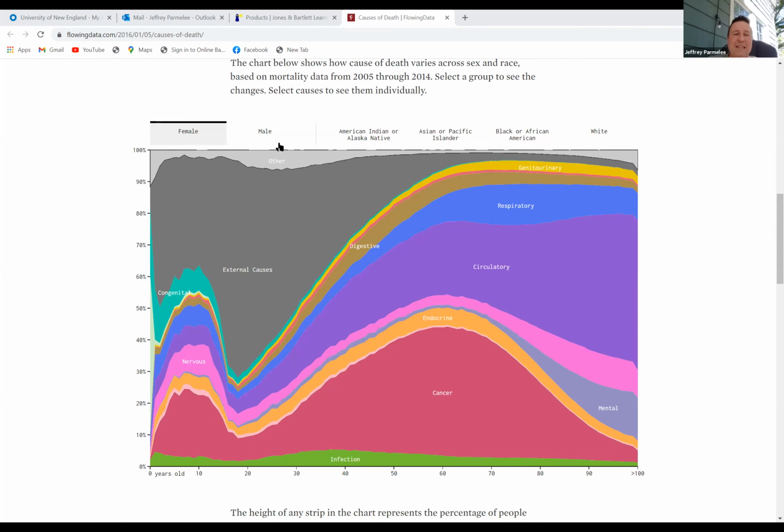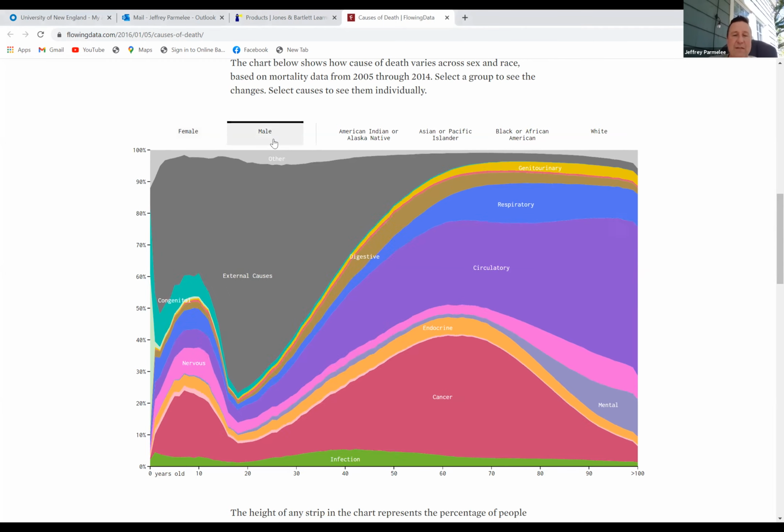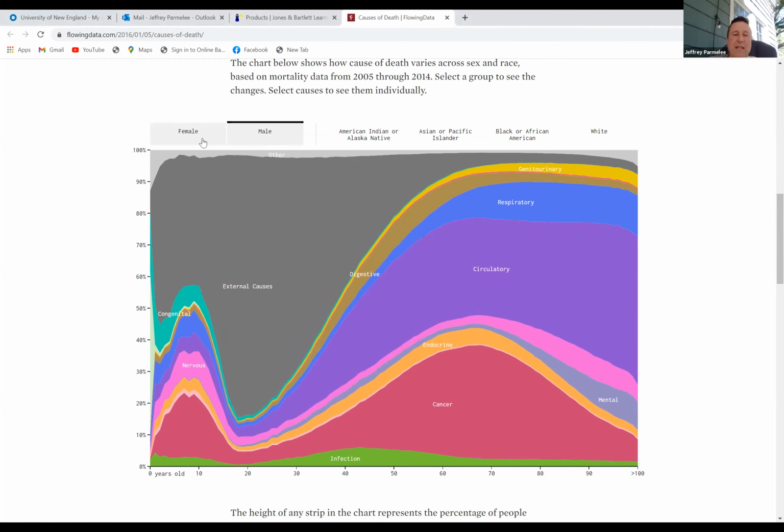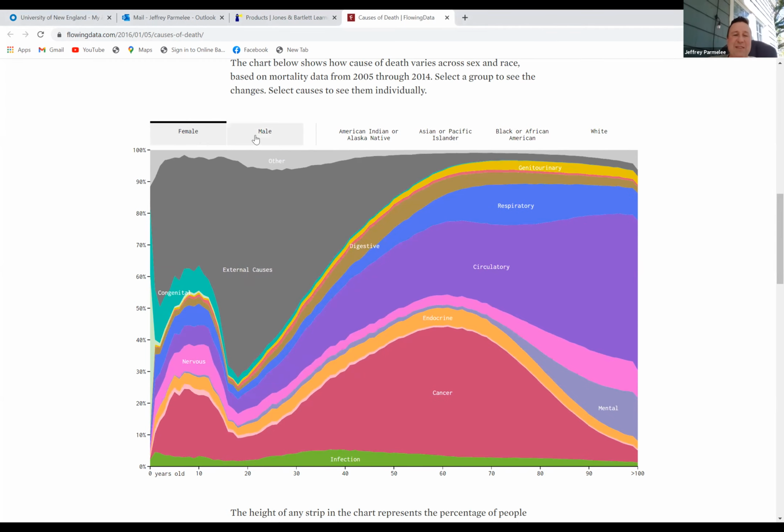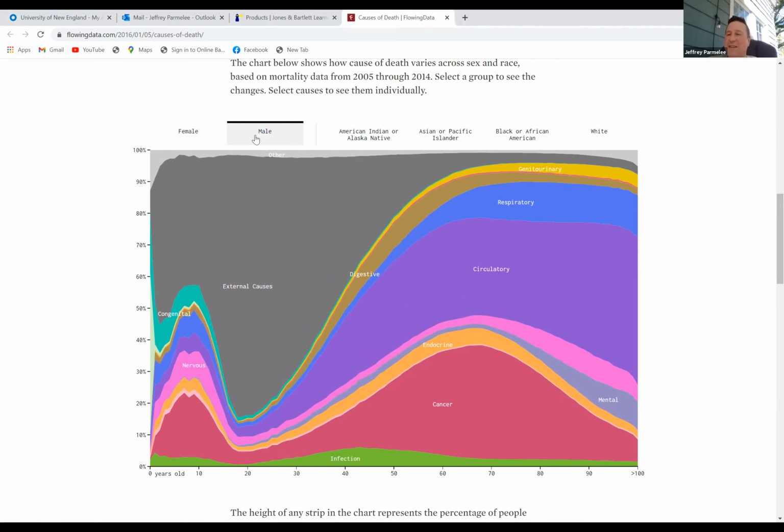Interesting. And then this is female. Here's male. Well, one thing you notice is that external causes goes way up. So men, more risk-taking, stupid behaviors. You can see that really goes up.